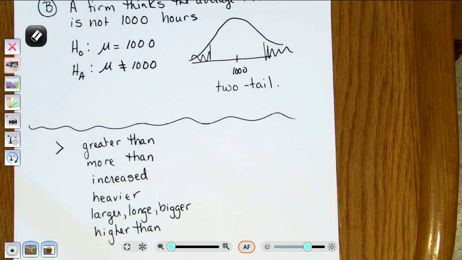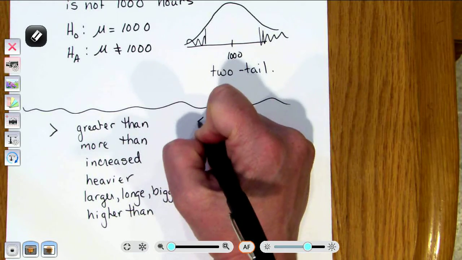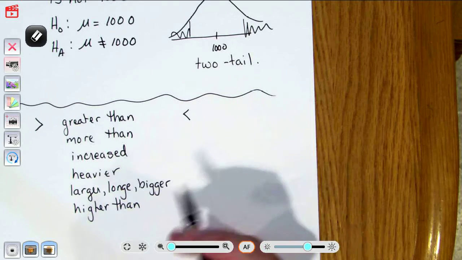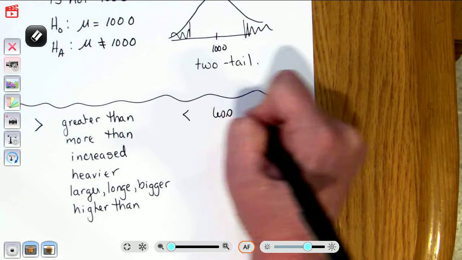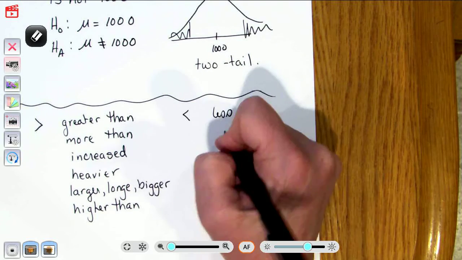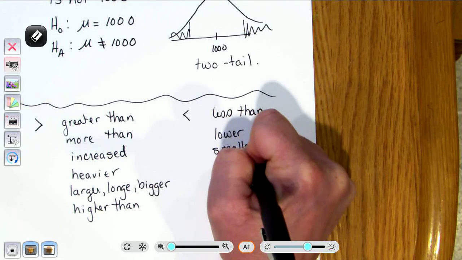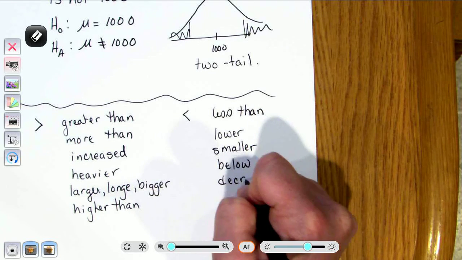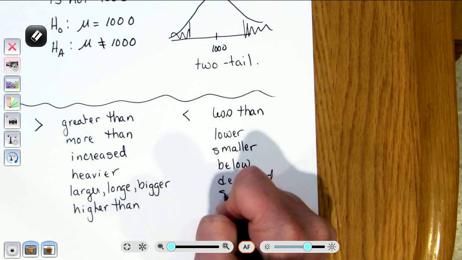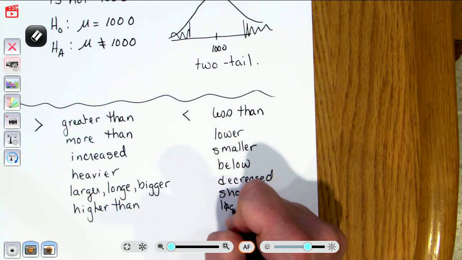When we talk about time, we have to be a little bit careful because faster and slower kind of look different. So just be aware that when we're dealing with time, you want to watch for those things. This is less than, lower, smaller, below, decreased, shorter, lighter.